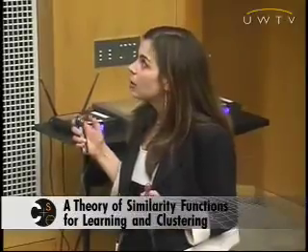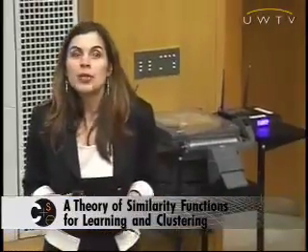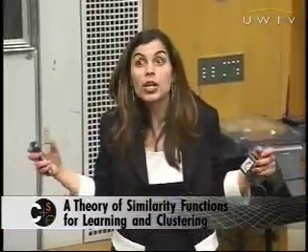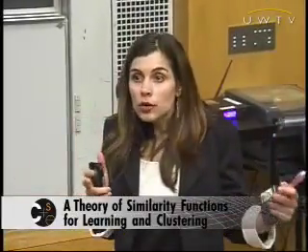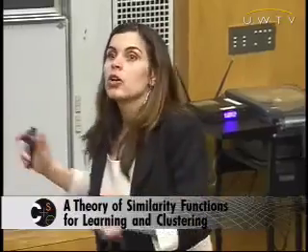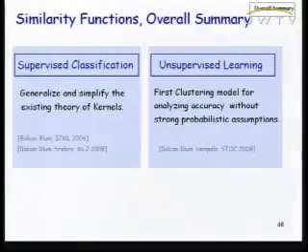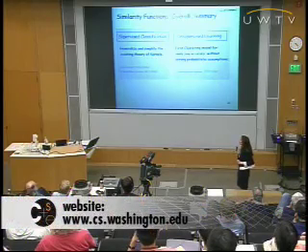So now the overall summary. In this work, we have been analyzing what type of similarity information is sufficient in order to produce an accurate solution, both in the context of supervised classification and in the context of clustering. And in the context of supervised classification, we have generalized and simplified the existing theory of learning with kernel methods, while in the context of clustering, we have provided the first clustering framework for analyzing accuracy under no strong probabilistic assumptions.